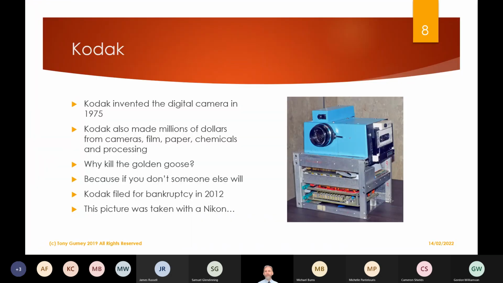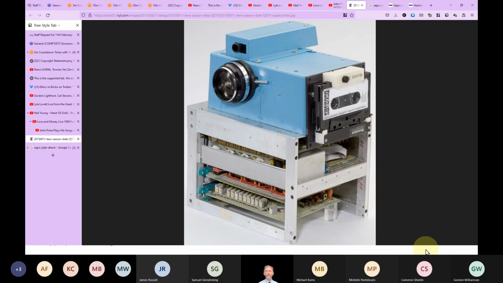Okay, so that's the first heading, which is strategic risk. And I can't believe that that's been the best part of an hour.